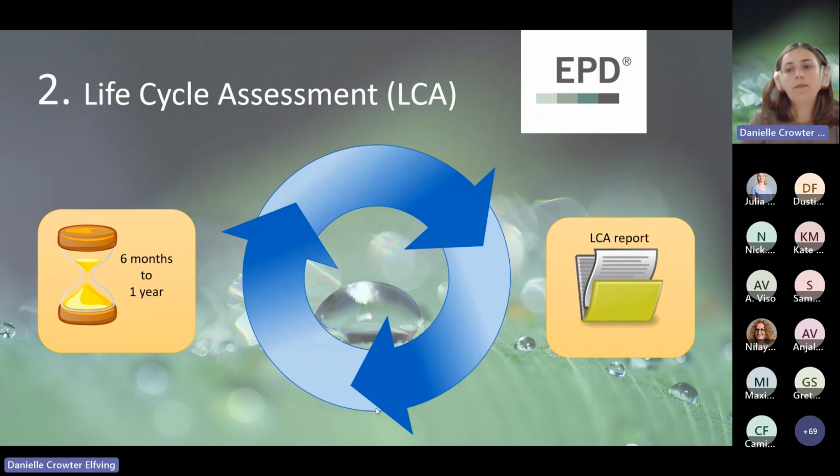This second step, I will not go into too much because Nila will be presenting it after me, but it is the main background study for an EPD. It can take from 6 months to a year, and it should finish off in an LCA report, which will be used to verify the content.